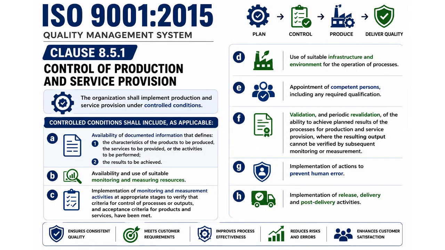Now we will see subclause 8.5, that is production and service provision. Clause 8.5.1 mainly focuses on the control of production and service provision to ensure product and services are consistently delivered under controlled conditions. Organization must maintain clear documented information that defines product requirement, process activities and expected result to guide operations effectively.